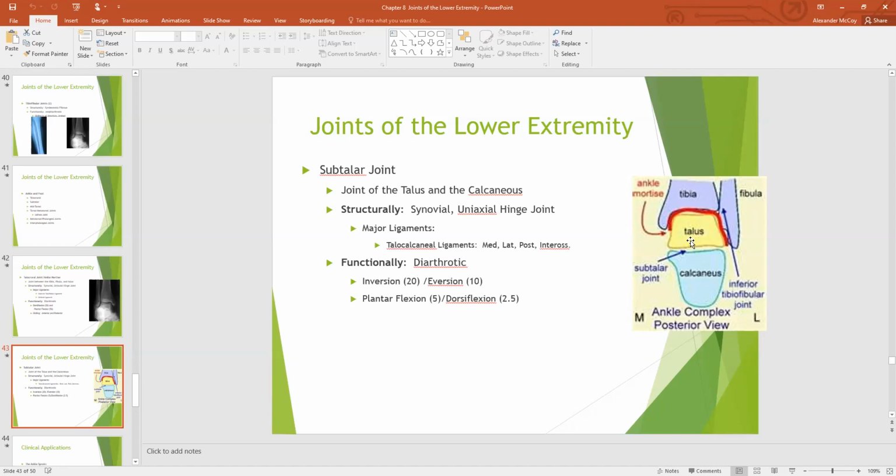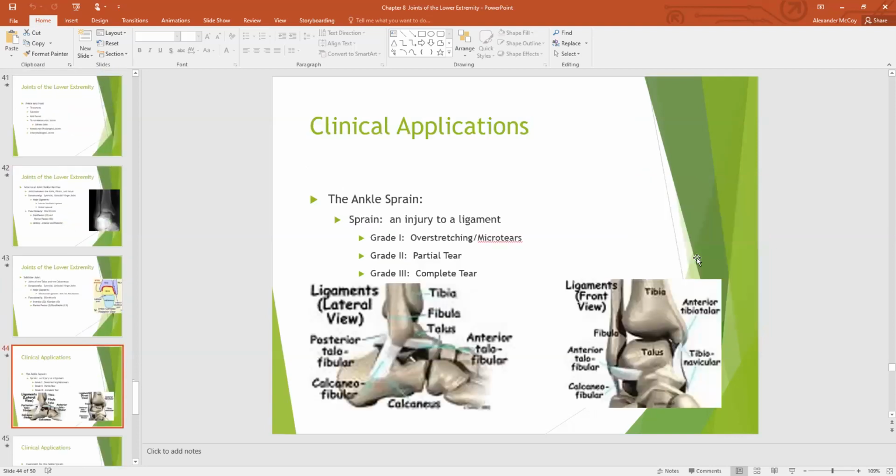Subtalar joint is where this calcaneus meets the talus. Synovial hinge joint has a buttload of major ligaments. We actually want this to be able to rotate a little bit too. And it does a lot of different things for us. We want to make sure that it is nice and happy.